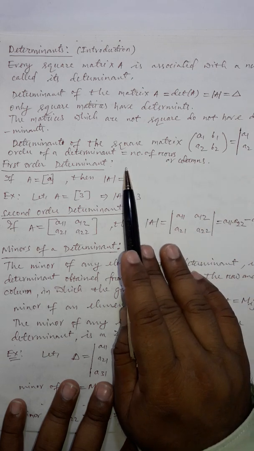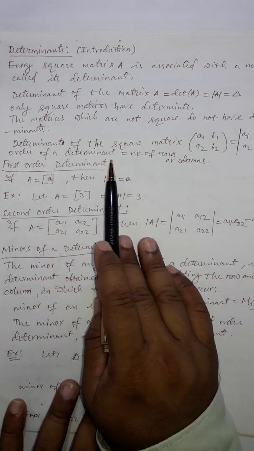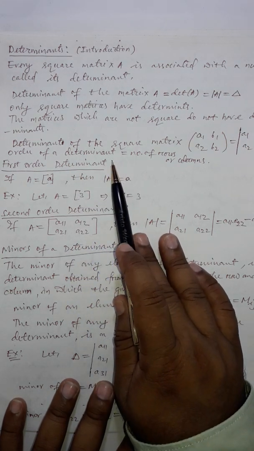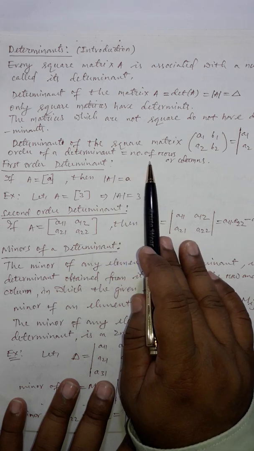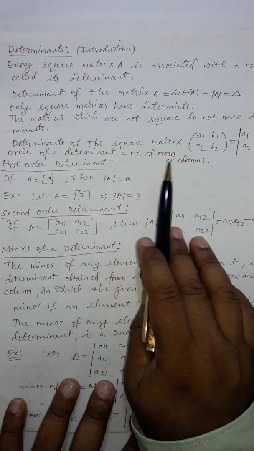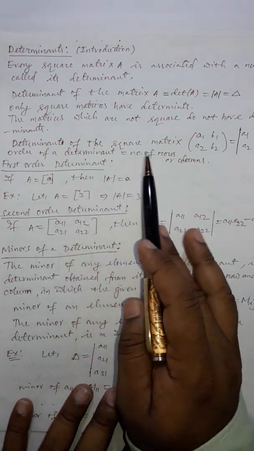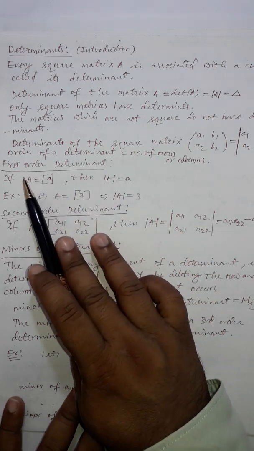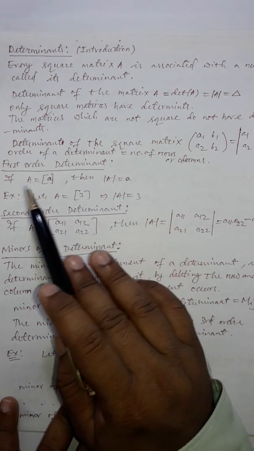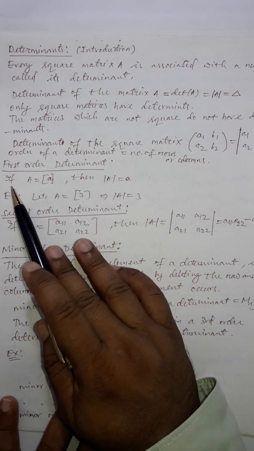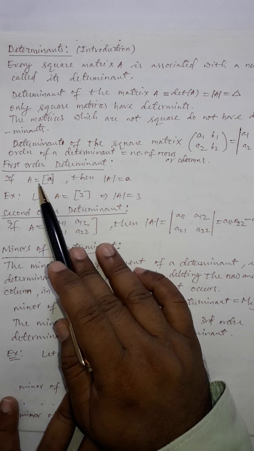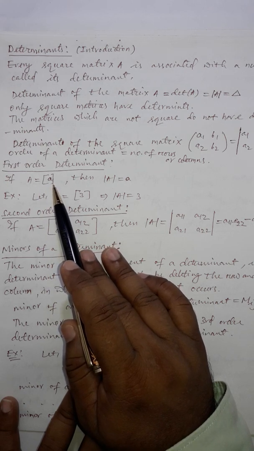Now, another important thing here is the order of the determinant. The order of the determinant is almost the same as the order of a matrix. The order of a determinant is nothing but the number of rows or the number of columns of that matrix, because it is a square matrix. Now, let us discuss the determinant of different matrices according to their order. Let us go for the first order determinant. A first order determinant is the determinant value of a first order matrix, that means a matrix which has only one row and one column.